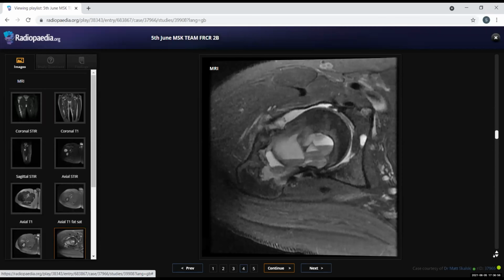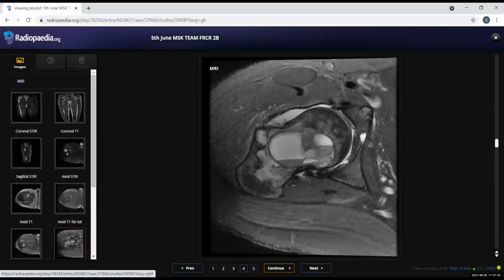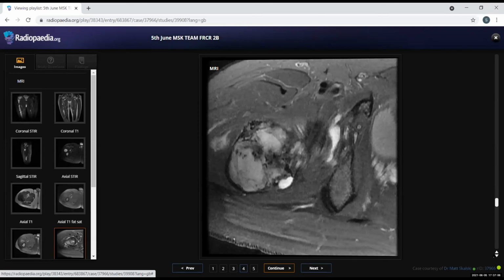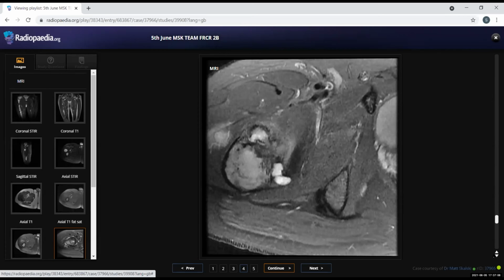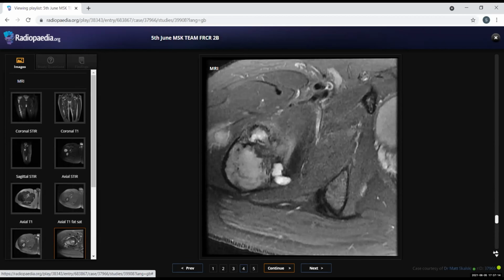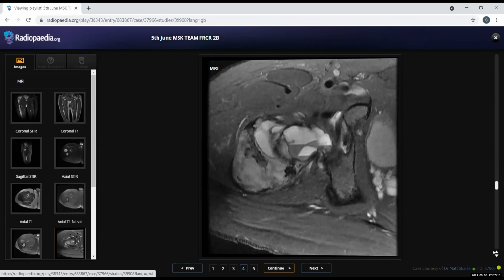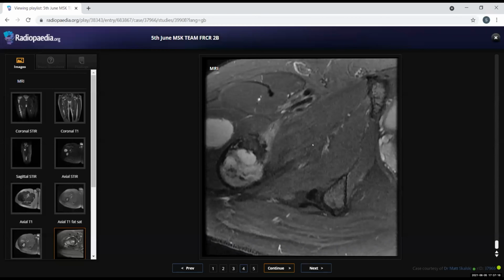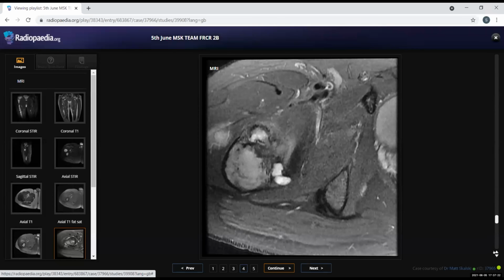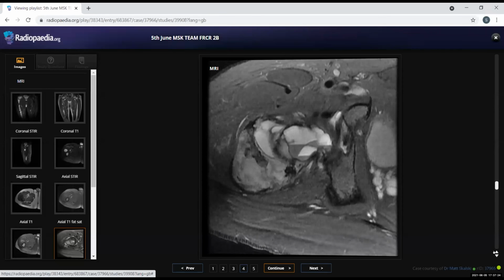What's happening here? There are multiple fluid levels seen in these lesions, so these could represent an aneurysmal bone cyst. However, an aneurysmal bone cyst can also occur as a secondary pathology in addition to the primary pathology of the bone. So I still believe that this patient has polyostotic fibrous dysplasia and soft tissue myxomas, complicated by the development of a secondary aneurysmal bone cyst in the right femoral neck. Excellent.